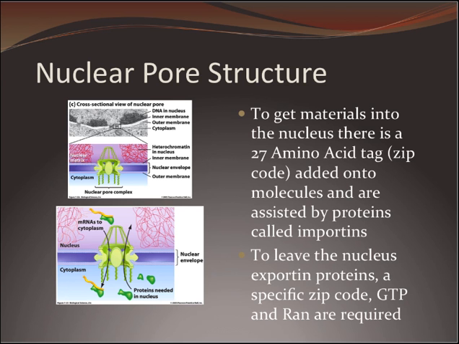In order to allow materials to enter the nucleus, there must first be a 27 amino acid tag, known as a zip code, that is added onto the molecules that wish to enter the nucleus. And these molecules are assisted by proteins known as importins. In order to leave the nucleus, as you can see here on the bottom diagram, exportin proteins, a specific zip code or address by which the materials are transported to, and a GTP and RAN protein are required for this to occur.